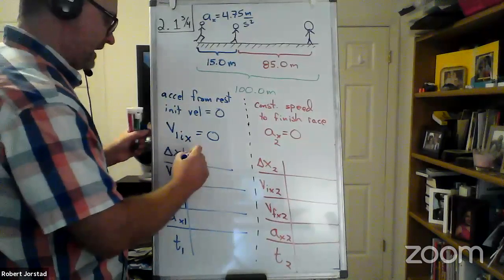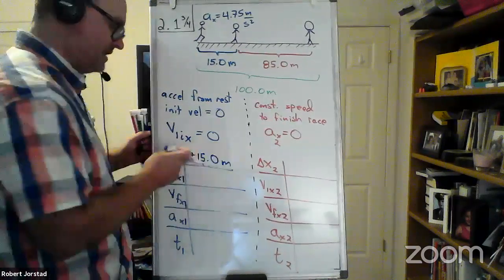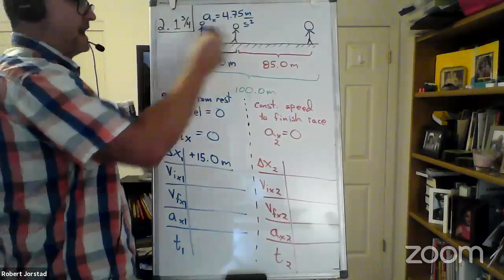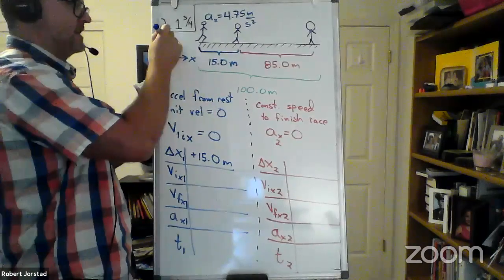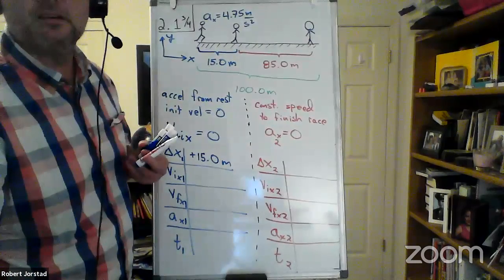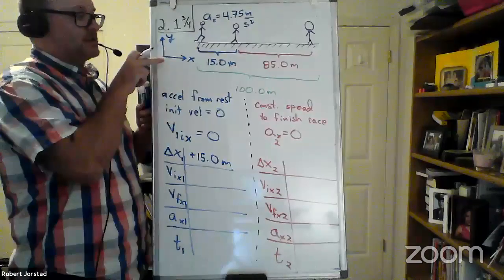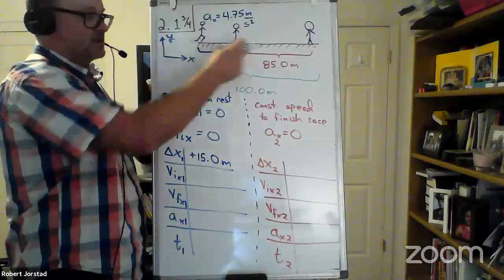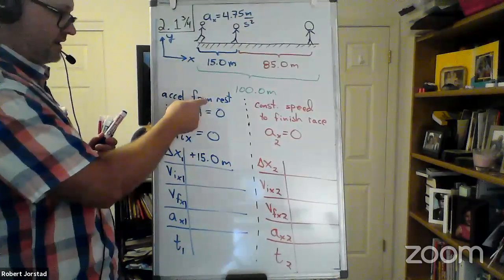I know for the first stage, this is positive 15.0 meters. You don't need to write the plus sign. I'm just doing that for emphasis. Do you agree it goes to the right? I think most people have no trouble thinking of this as the positive x direction and this as the positive y direction. We usually think of going to the right as positive and going upward as positive. So 15 meters to the right is a positive 15 meters. This one said it started from rest.